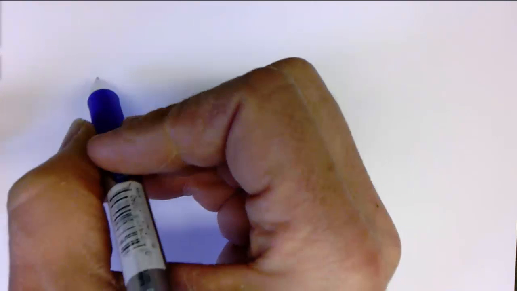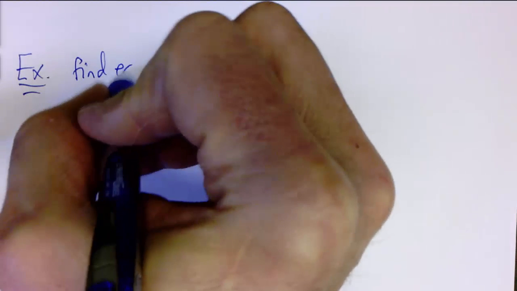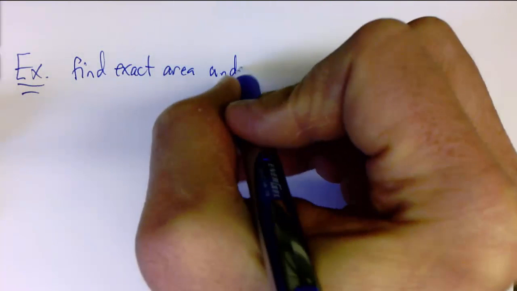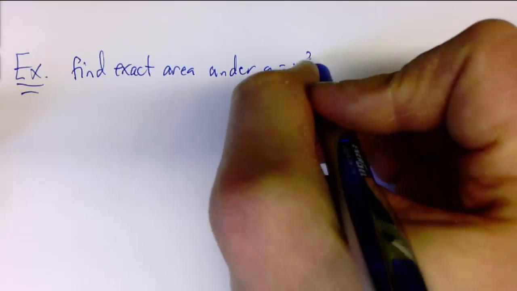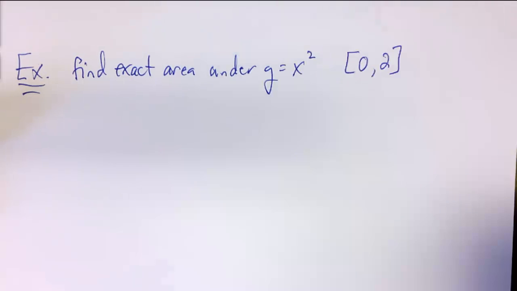A lot of notation in this section, so this is maybe kind of a long video, but if you want to know what's going on, you just pay careful attention. All right. So we're going to find the exact area under y equals x squared on the interval from 0 to 2.